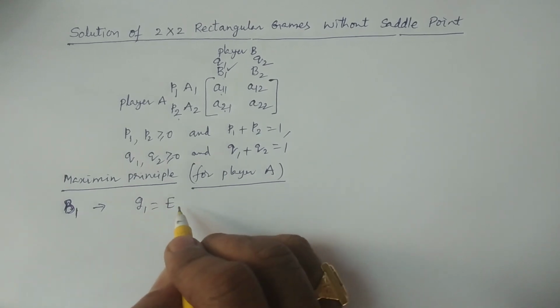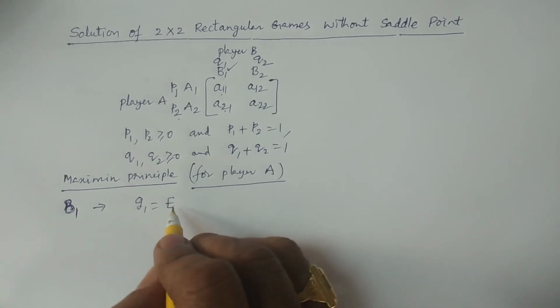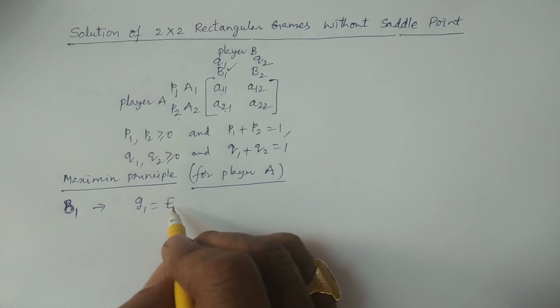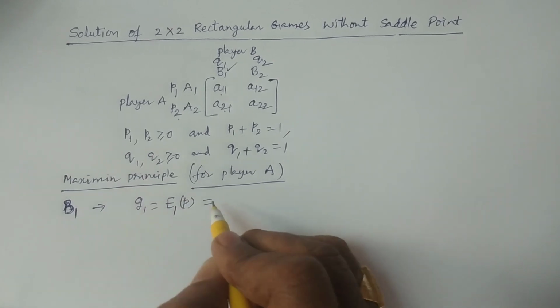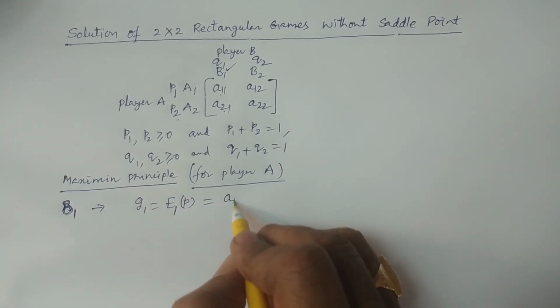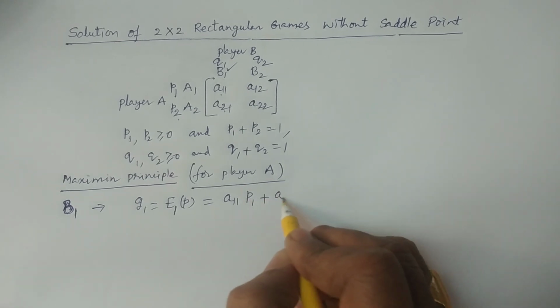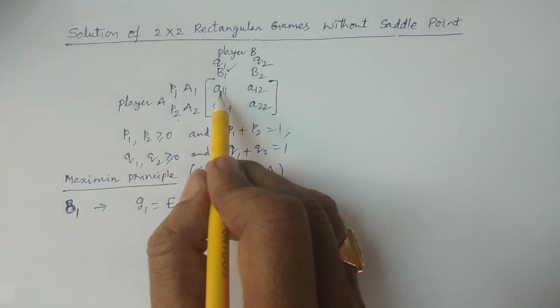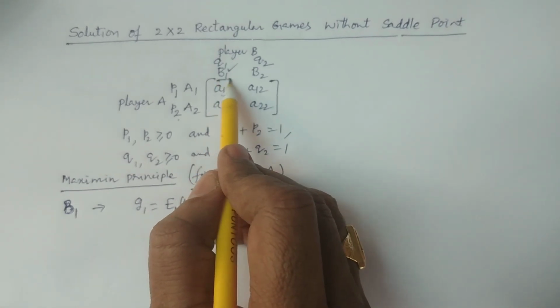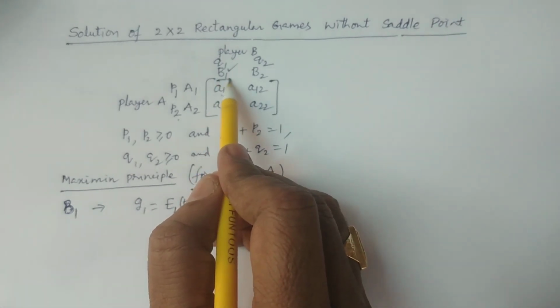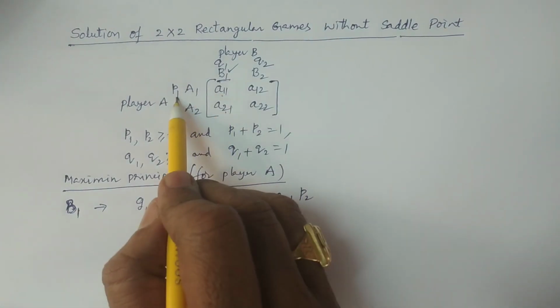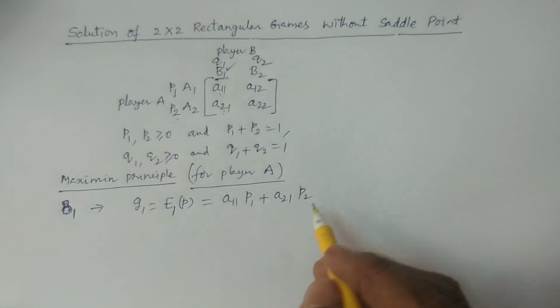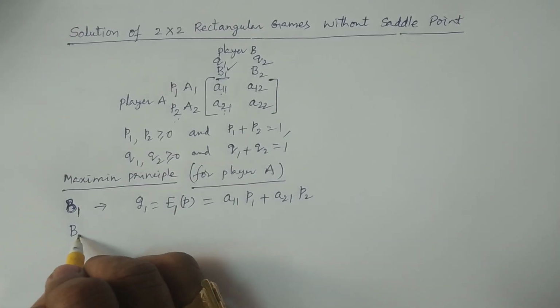in one particular class, on games without saddle point, right? With the help of the probabilities, the expected value is calculated as E1(P) equal to a11 into P1 plus a21 into P2. Clear? If player B uses the strategy B1, then the expected gain for player A is a11 into P1 plus a21 into P2. This is one such minimum expected gain.